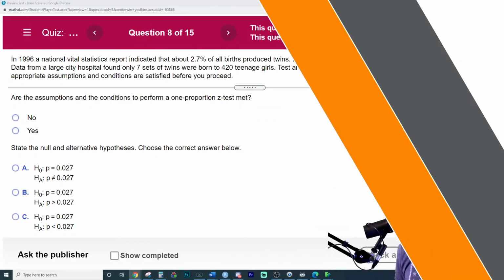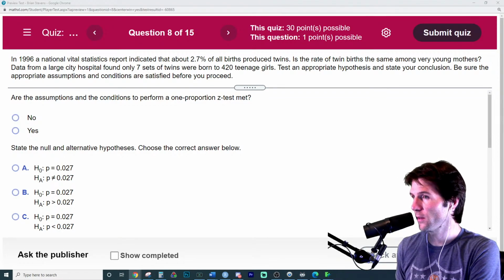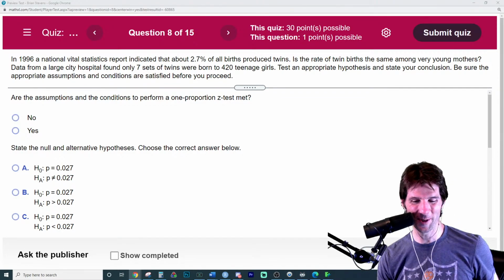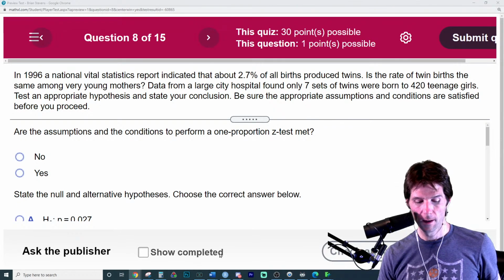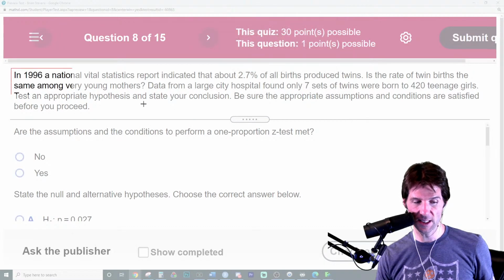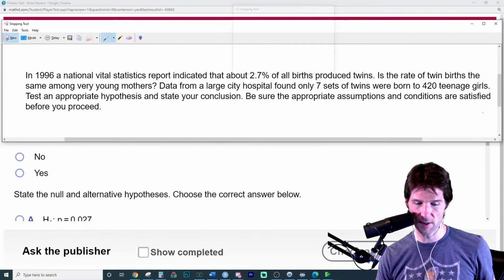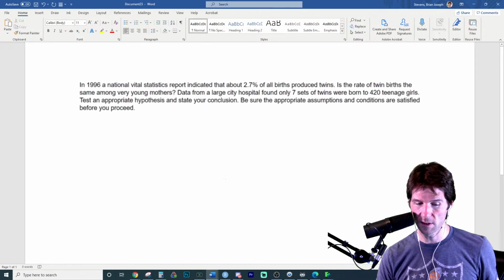Here we go. In 1996, a national vital statistics report indicated that 2.7% of all births were twins. Is this rate the same among young mothers? There's the question. So that's what we're going to be testing. Is it the same or is it not the same? So let's go examine this and see if it's the same.